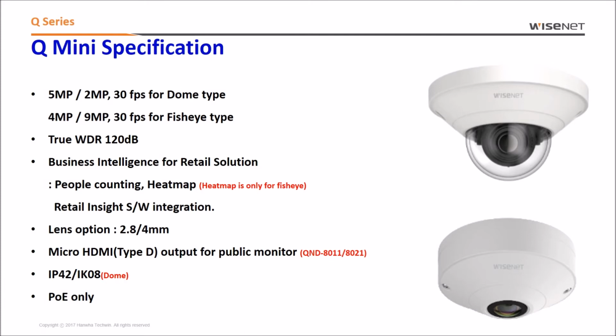And for the 5 megapixel dome camera, we have a micro HDMI output port, so you can use it for a public view monitor. Protection level is IP42 and IK08, which means these cameras are only for indoor use. And the power source will be only PoE.